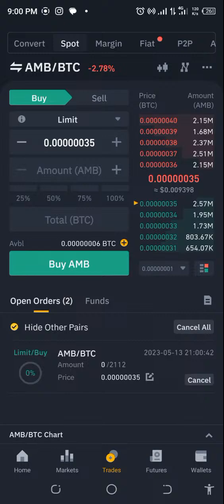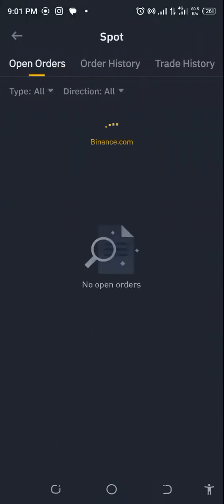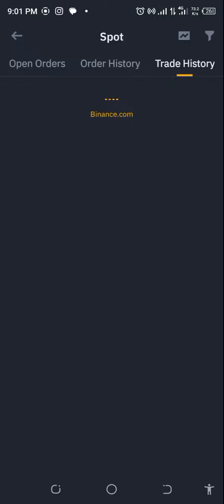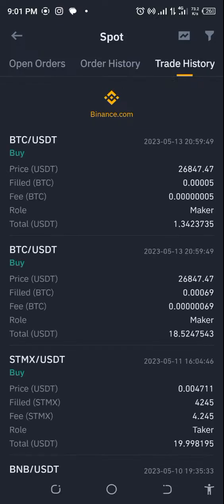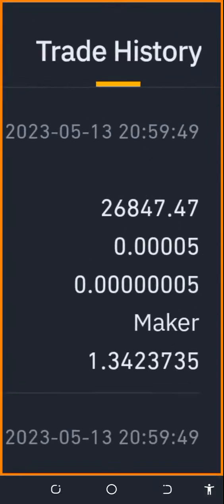But if I find out that BTC is pumping high, I'm coming back to change this back to my BTC, changing the BTC back to USDT if it goes up and it pumps. But before I go ahead, let me see how much did I pay for the BTC? 26,847. Take note of that.